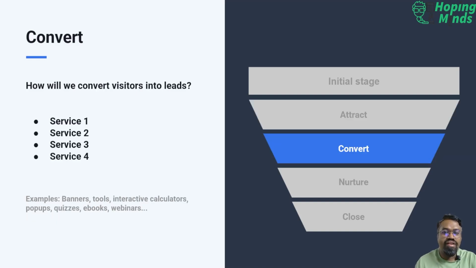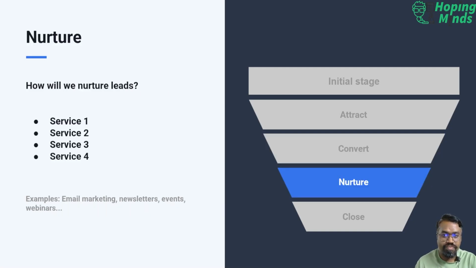Now, next is how can we convert the visitors into leads. For example, we can put up banners, we can add some pop-ups, some quizzes, we can even add some ebooks to download, so that a user downloads an ebook and registers themselves as a lead. Therefore, we need to make sure that we are giving convertible actions over here by giving our strategy in a way that shows how the prospects are going to convert.